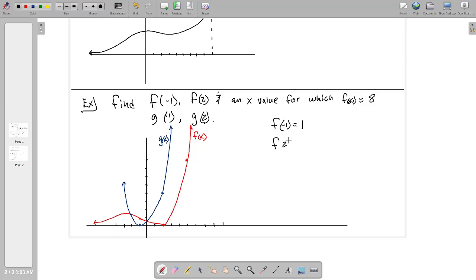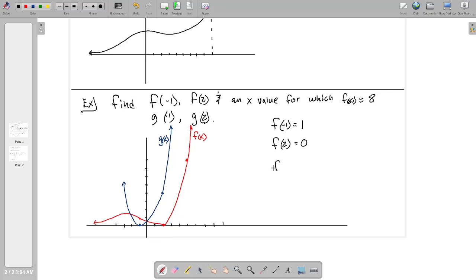Similarly, f of 2 will be when the x value is 2. So when x is 2, what is the y value on the f curve? So we look again at the red curve. We look for where x is equal to 2, right here. And the y value is 0. So f of 2 is 0.